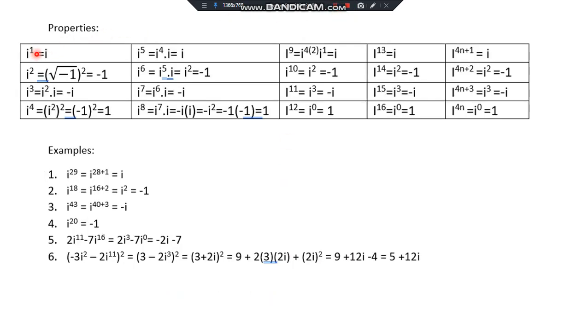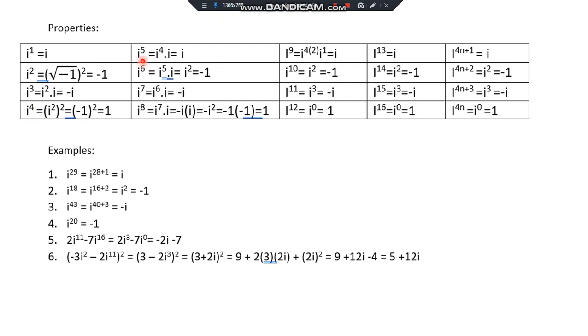Now, we said i is the root of minus 1. If you want to find its square, it is minus 1 all squared, so i squared is minus 1. Now, i cubed is i squared times i, so minus 1 times i is minus i. If you want to do i to the power 4, it's i cubed times i, or i squared squared: minus 1 all squared is 1. So i squared is minus 1, i cubed is minus i, and i to the 4 is 1.